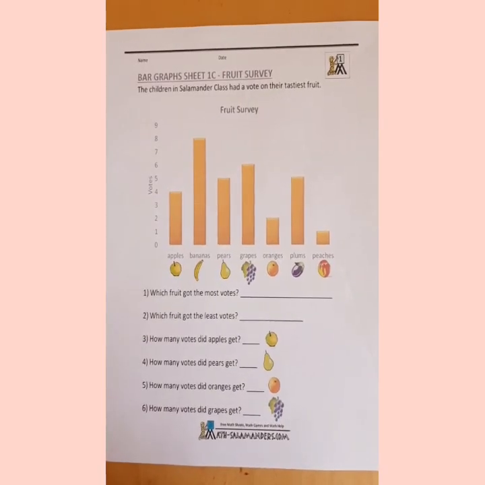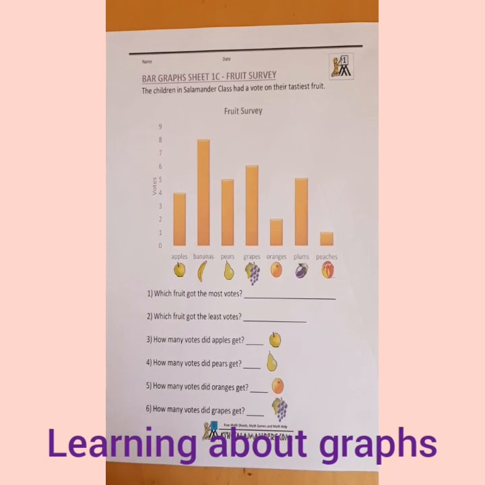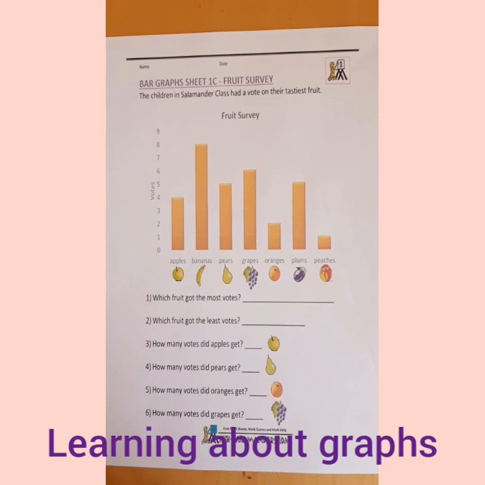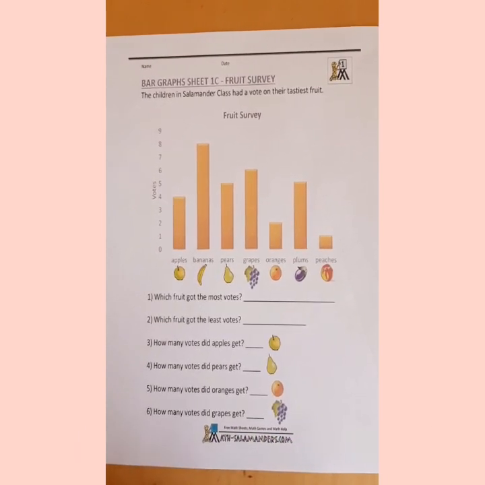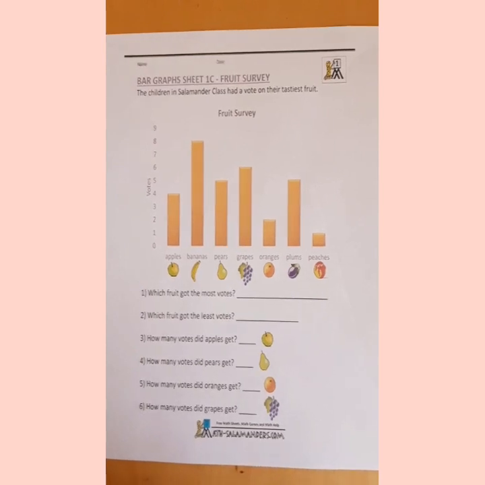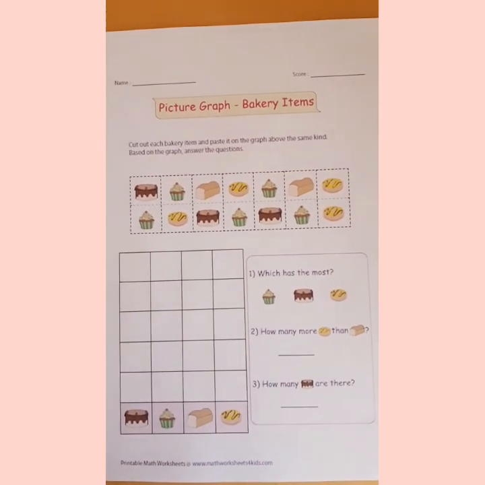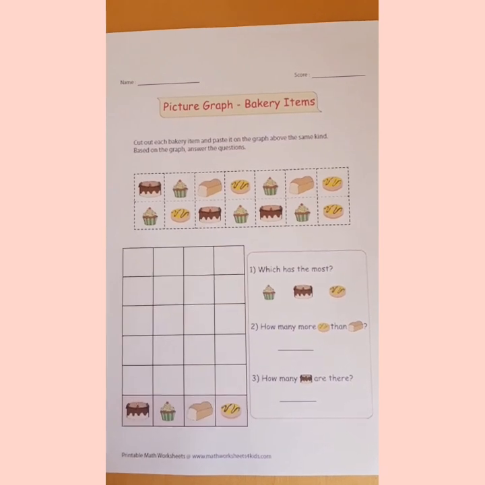So these are 2 very different graphs. They're just practice graphs. The one is a fruit survey. So once again, if parents or caregivers can help the children to read the information. The first one is a fruit graph, and the second one is a picture graph. The picture graph, they need to cut out the pictures and then paste it into the columns and then answer the questions.